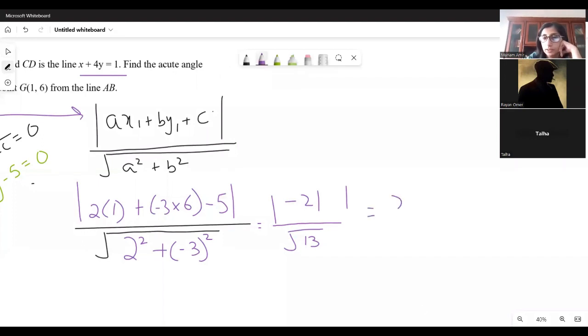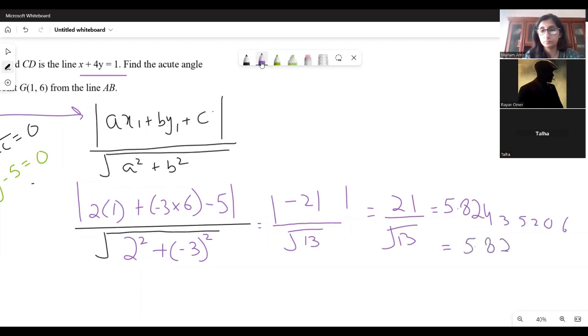The distance is going to be 21 over the square root of 13, which is 5.82. Yeah, correct answer. You should ideally write 5.82435206 first, and then round it off to 3 significant figures, 5.82.